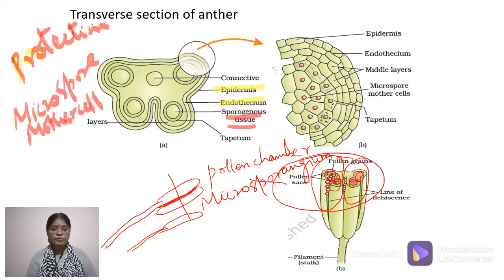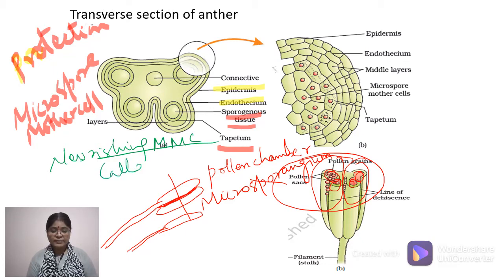Okay, it acts as a macrospore mother cell, and this tapetum, as you can see, which is surrounding your sporogenous cells, has many roles. One of the major important roles it has is nourishing your macrospore mother cell. It also releases an enzyme called callase. Now we will see what callose is, and why this enzyme callase is released from the tapetum.